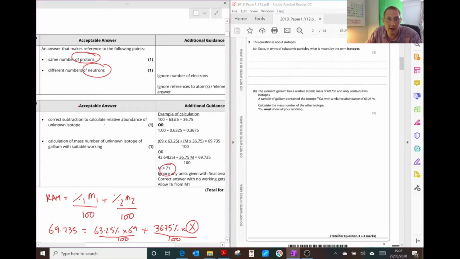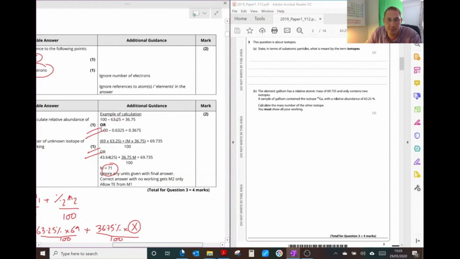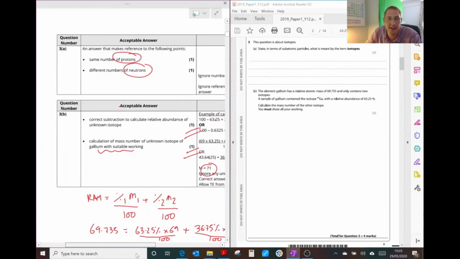So correct maths, basically, for 1 mark, calculation of mass number with suitable working 1, and notice it does say with suitable working. Correct answer with no working gets 0 marks, okay?